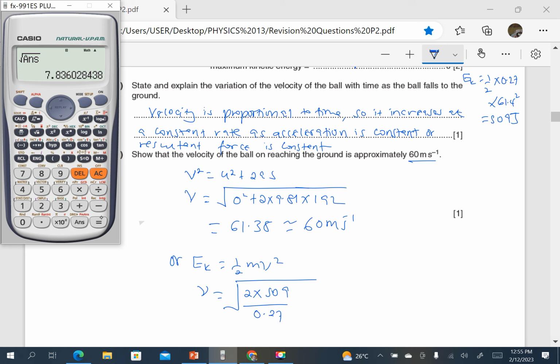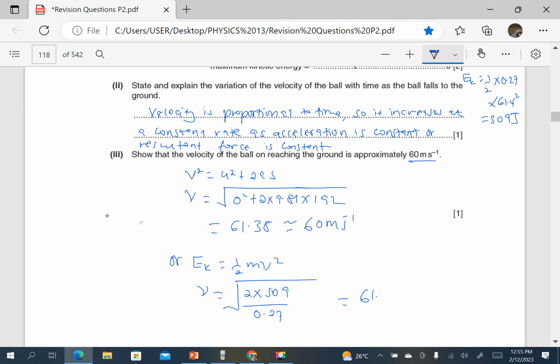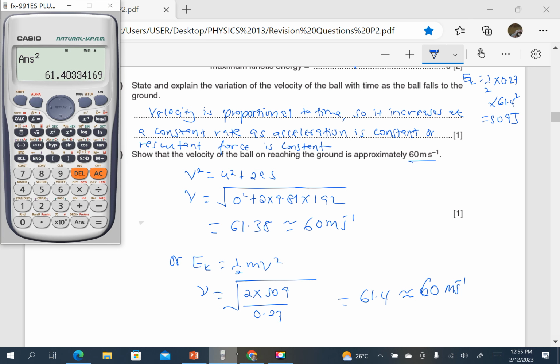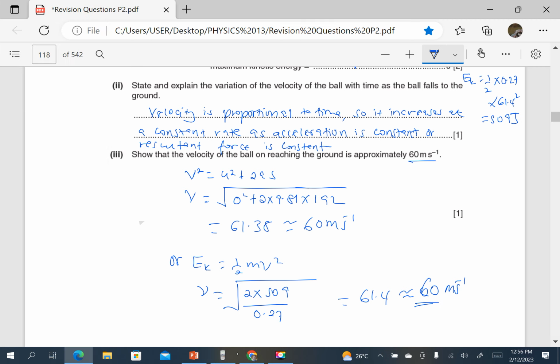So that is 61.4, which is approximately 60 meters per second. 61.4, approximately 60 meters per second to one significant figure. Okay.